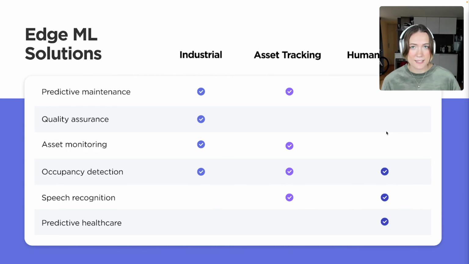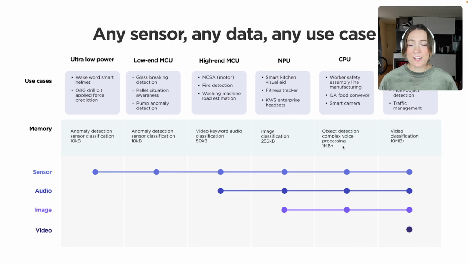ML powered solutions from data will drive new value across all industries, from industrial settings like predictive maintenance and asset tracking to quality assurance on factory lines, and human interfaces like occupancy detection, speech recognition, and even predictive healthcare. All of these use cases are driven by the power of the data that we find at the edge.